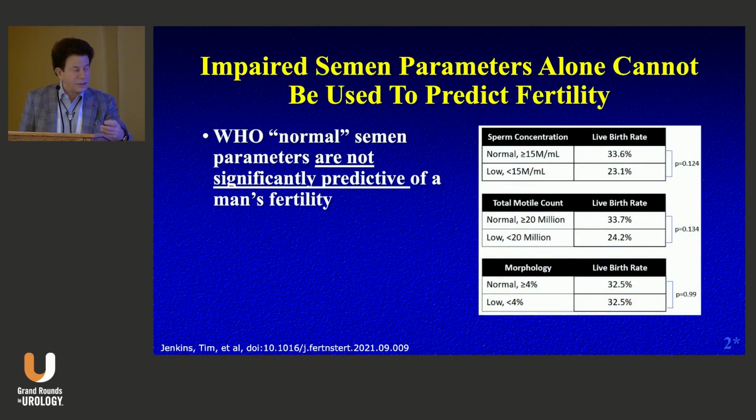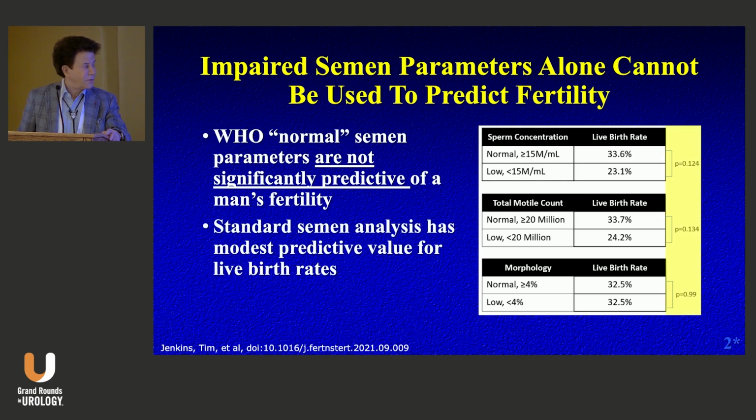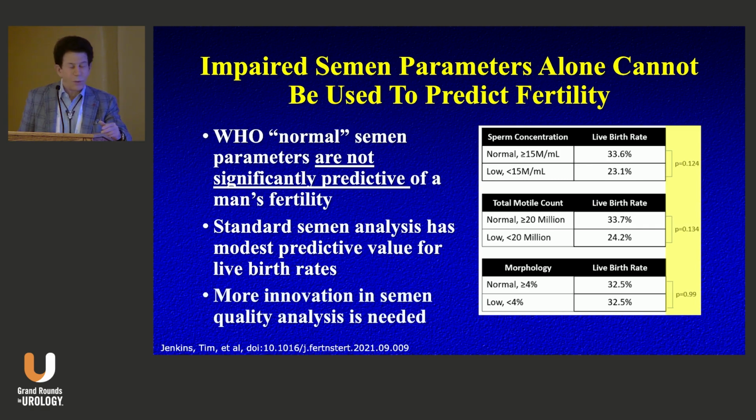And if you look at these limits in terms of whether they are going to have a baby, we find out that they're not predictive. Over on the right, you see we're looking at sperm concentration, the total motile count, and the morphology, and the horizontal lines are normal versus low. And on the right, you see the actual statistics, and it shows they're not statistically significant. So whether it's low or high, it's not going to really predict very much. So the standard semen analysis has modest predictive value, if any, for live birth rates. So we need new innovative tests, and that's what I'd like to focus on today.